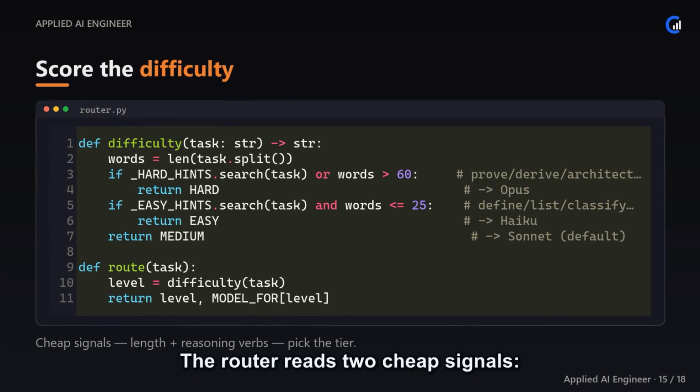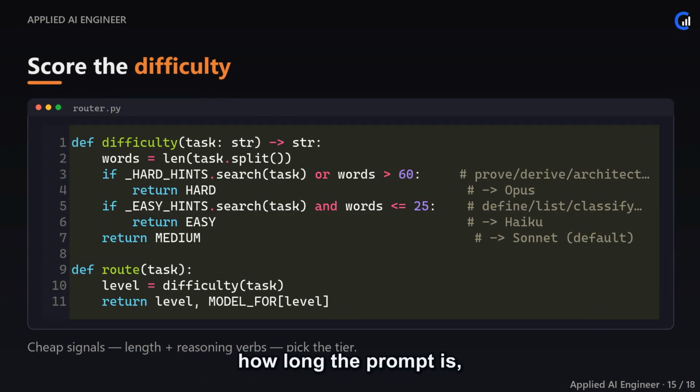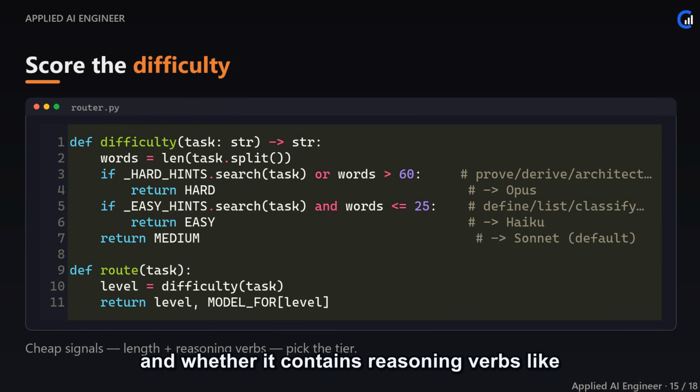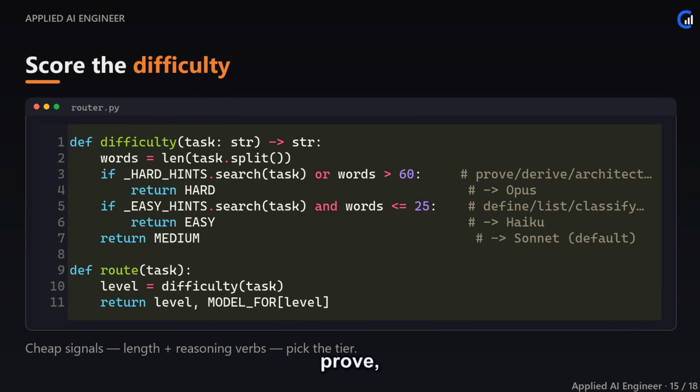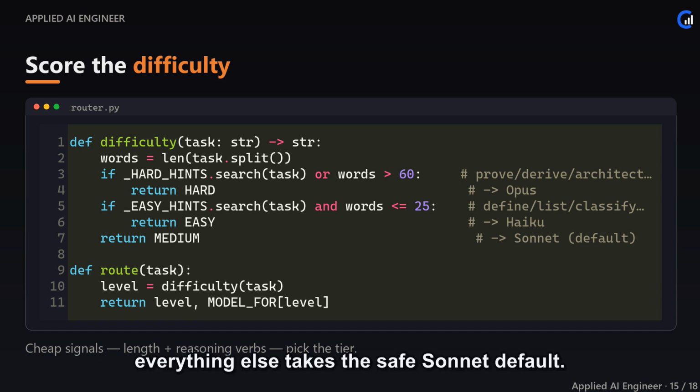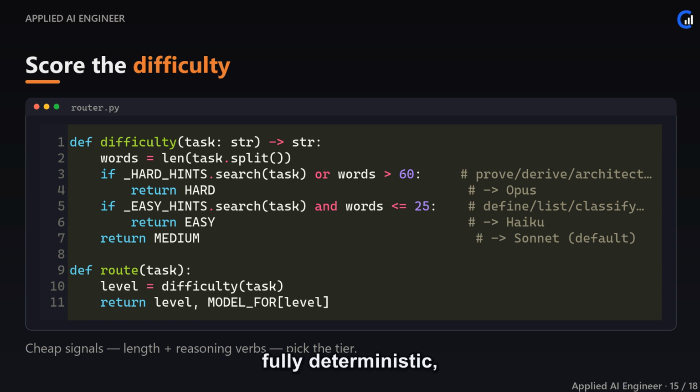The router reads two cheap signals: how long the prompt is, and whether it contains reasoning verbs like prove, derive, or architect. A long or reasoning-heavy task goes to Opus. A short lookup with a verb like define or list goes to Haiku. Everything else takes the safe Sonnet default. It's a dozen lines, fully deterministic, and you can read off exactly why any task was routed where it was, which matters when you are debugging a bad answer.